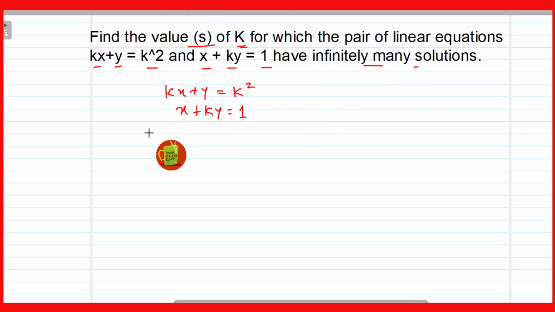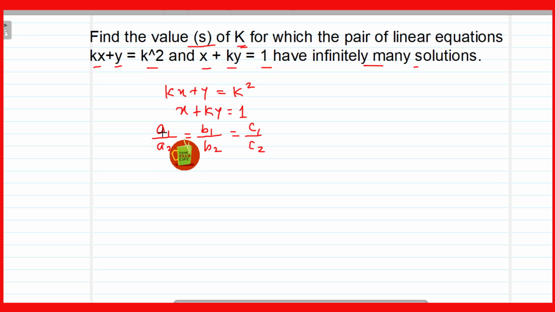We know that for infinitely many solutions, the condition is that a1 upon a2 is equal to b1 upon b2 is equal to c1 upon c2. If this condition is satisfied, then we say that the pair of linear equations have infinitely many solutions.